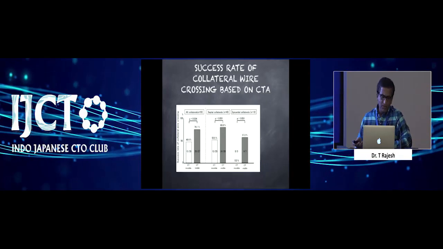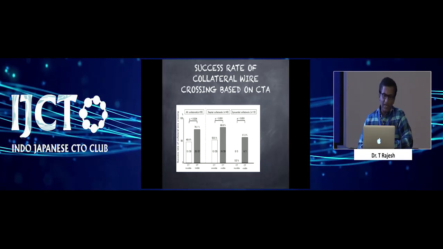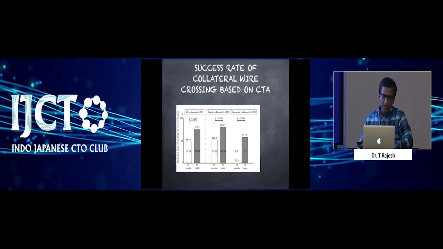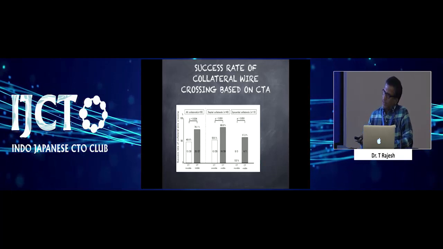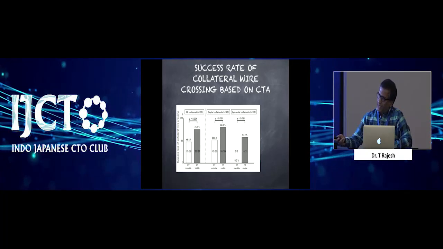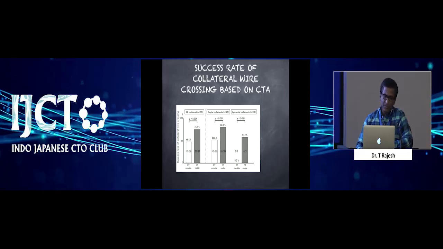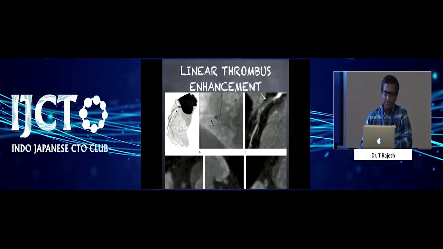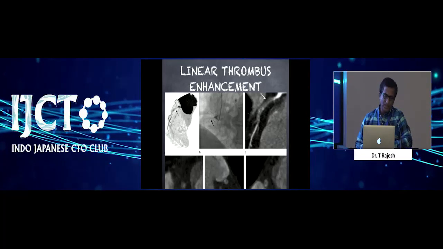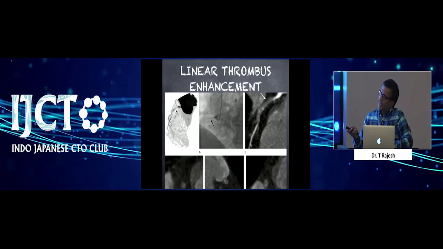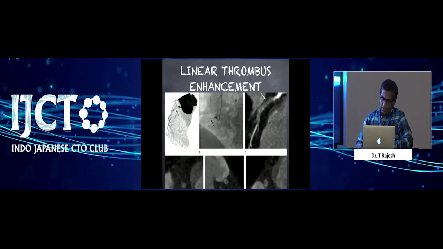And this was a study which showed the success rate of collateral wire crossing based on CT angiogram. If the collateral was visible on CT, the success of crossing was considerably higher than with an invisible collateral. And then this other thing on CT is called linear. If you see linear thrombus enhancement on CT, this is a good way.